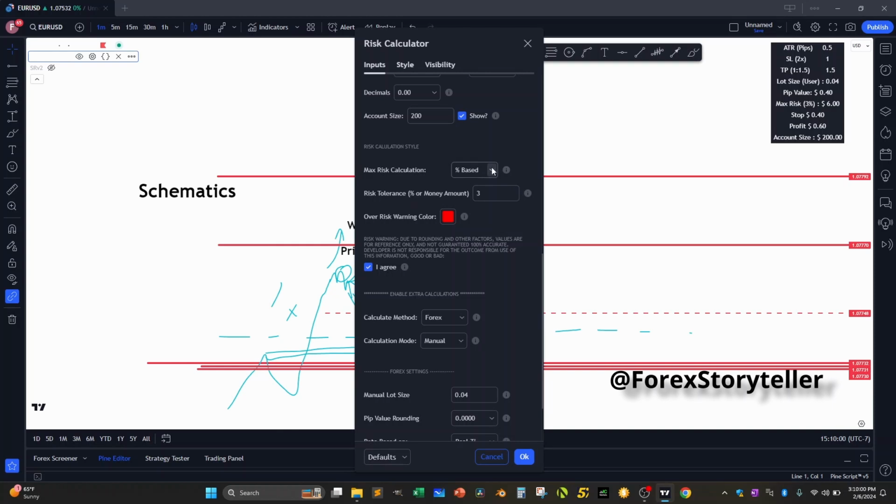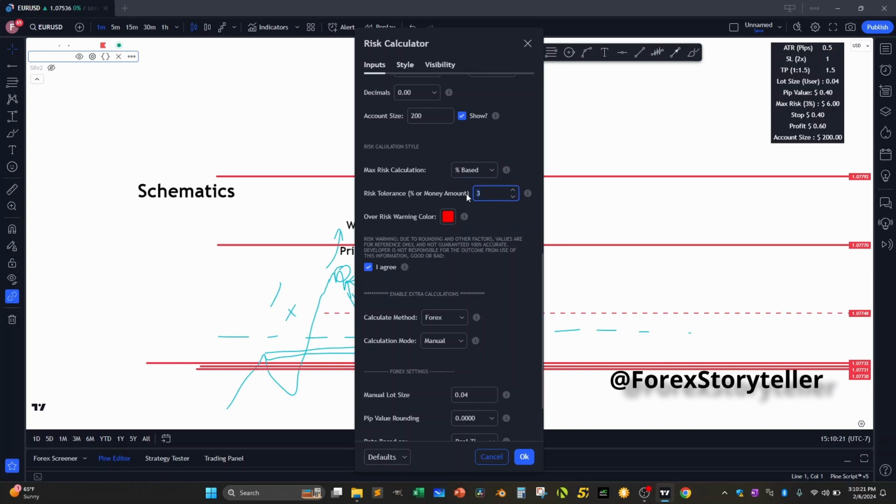This risk tolerance part can be a fixed dollar amount. So if you're trading with smaller accounts and you only want to risk $3, you can just type in $3 here for a fixed amount. Or you can do a percent based off the overall account size. You'll just have to come and update this as your account changes to get a new calculation out of it.